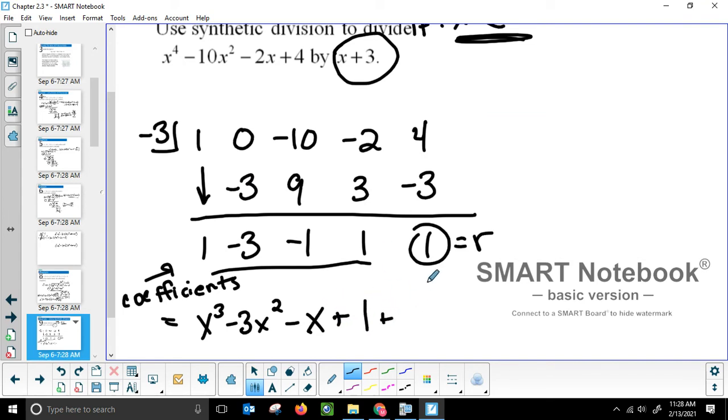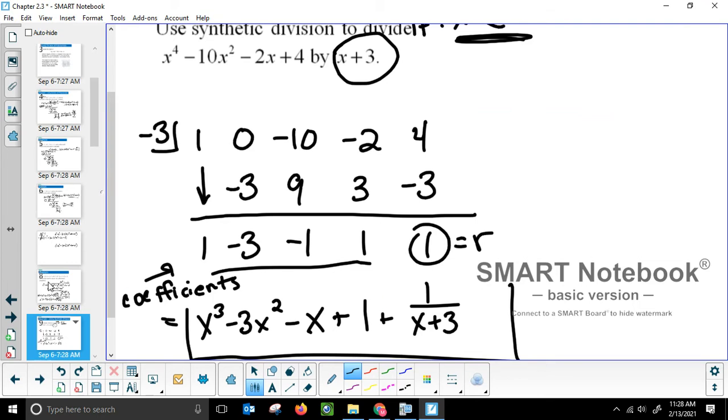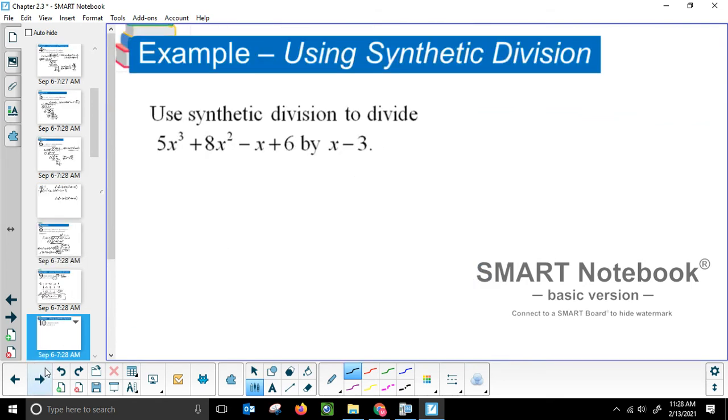So we say plus 1 over x plus 3. So this is my divisor. They didn't ask us to factor, or we would have said this times x plus 3. All right, so let's use synthetic division again. So here x minus 3, the 0 of that would be +3. So that's what goes in my box.